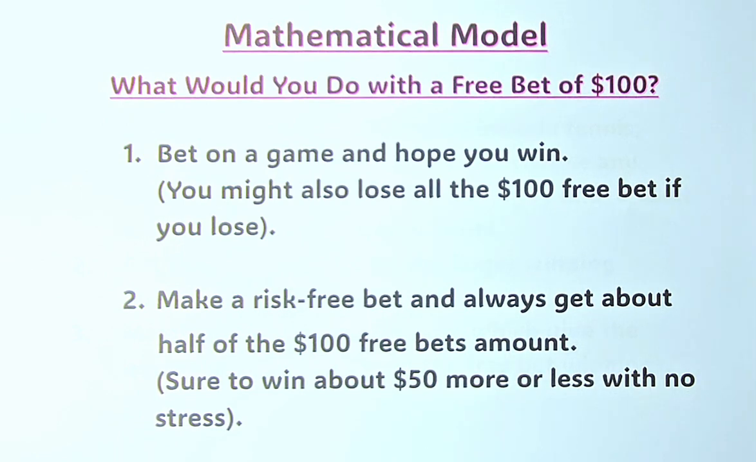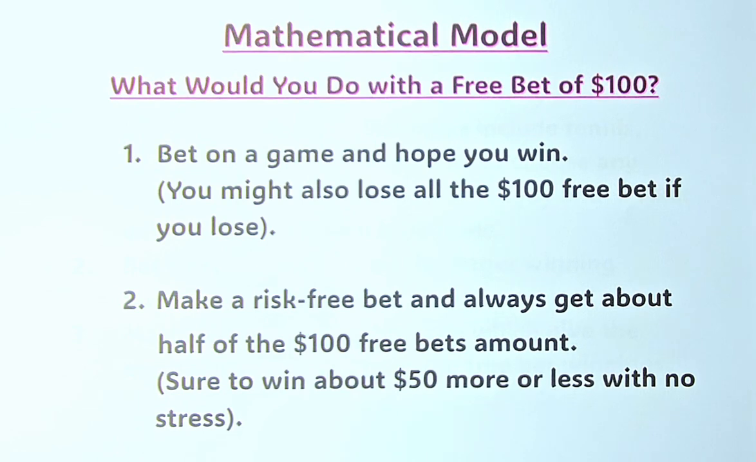In this video, I'm going to teach you a mathematical model on what to do with a free bet of $100. There are two options actually. The first option is you bet on a game as usual and hope that you win. Good on you if you win. What happens if you lose? If you lose, your free bet will be taken away. Your $100 free bet will all be gone.